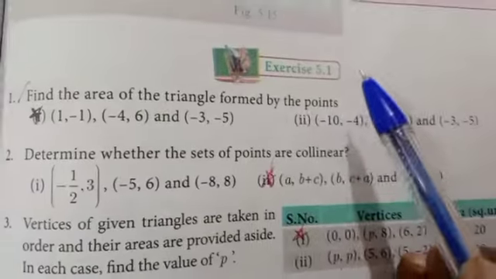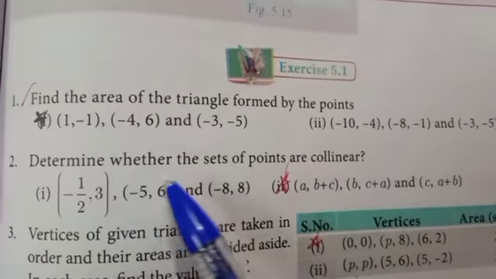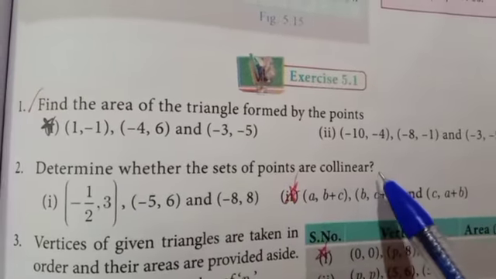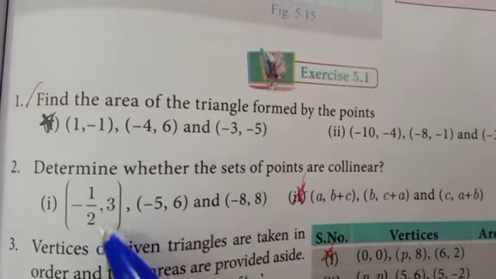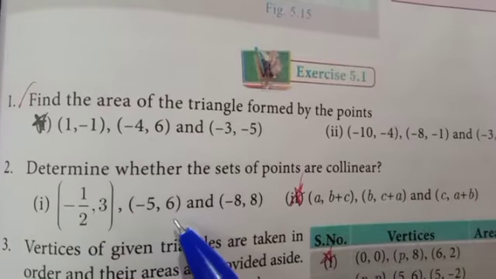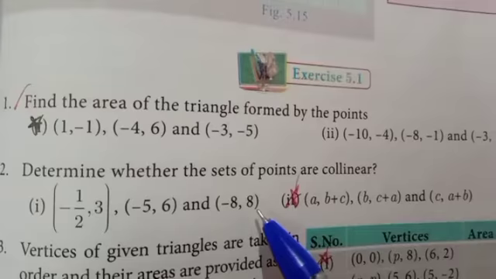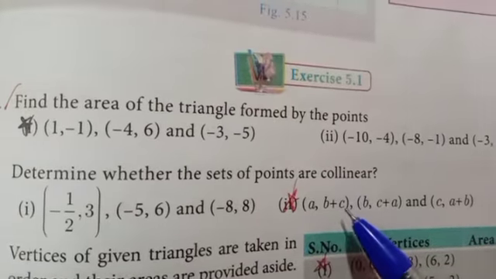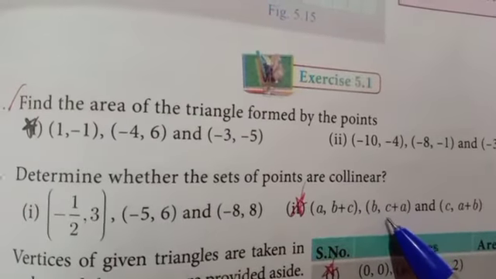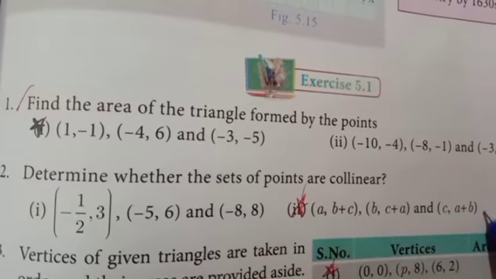Students, now exercise 5.1, second problem. Determine whether the sets of points are collinear. First problem: (-1/2, 3), (-5, 6) and (-8, 8). Second problem: (a, b+c), (b, c+a) and (c, a+b).